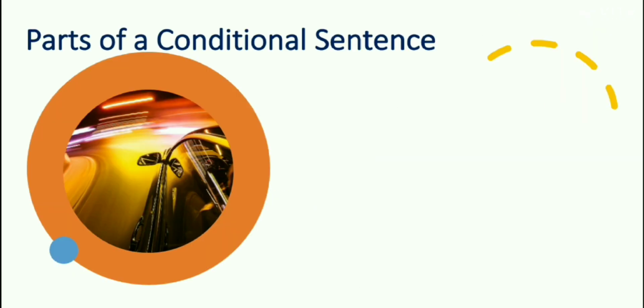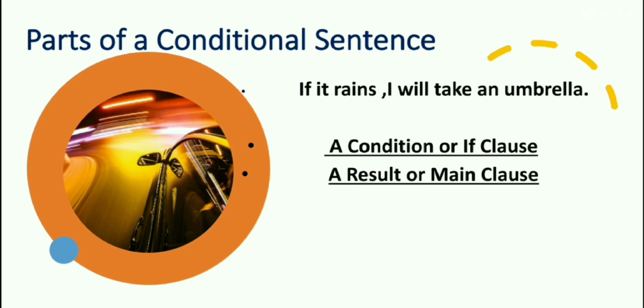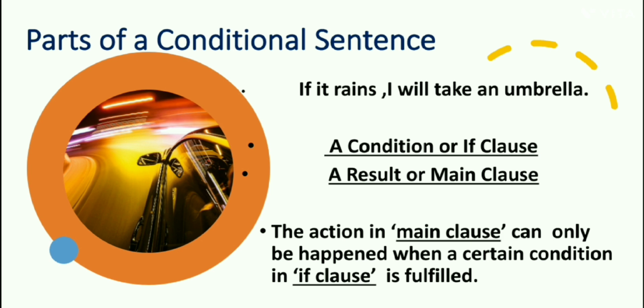Let's revise parts of a conditional sentence. If it rains, I will take an umbrella. So this sentence has a condition or if clause, that is, if it rains. And the second part is a result or main clause, that is, I will take an umbrella. The action in the main clause can only happen when a certain condition in the if clause is fulfilled.